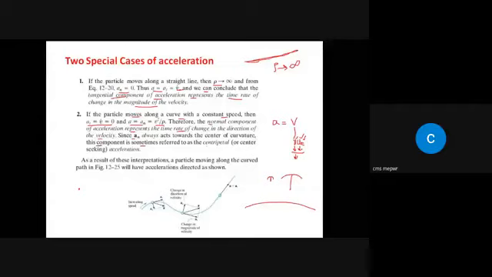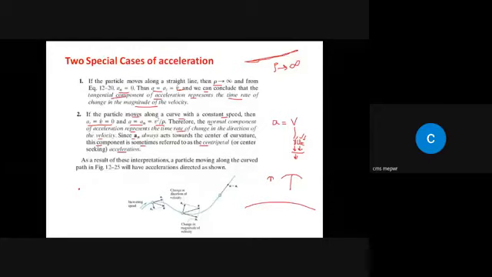You know about centripetal force and centrifugal force, right? So the acceleration caused by the centripetal force is basically known as centripetal acceleration, or the acceleration which is directed toward the center of the circle is known as centripetal acceleration.